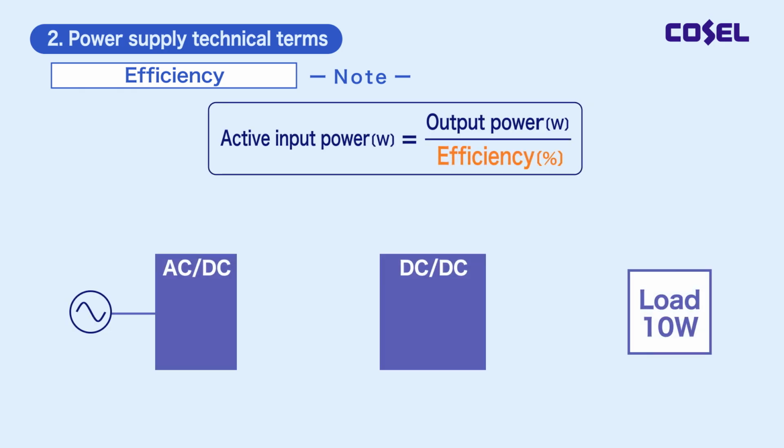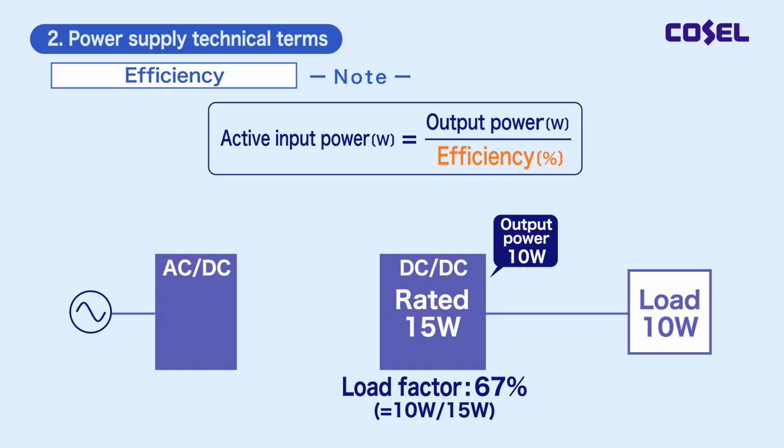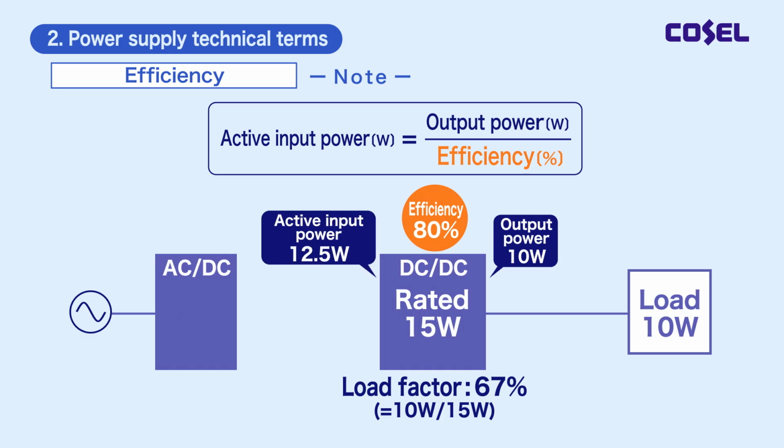Let's discuss it using an example of combining AC/DC and DC/DC power supplies. If you want to run a 10 watt load, take derating into account and use a 15 watt DC/DC power supply. Since the load factor is 67%, the input power is 12.5 watt when calculated using the 80% efficiency value of the property data. Therefore, a product with a rated power of 12.5 watt or higher should be selected for the AC/DC power supply in the earlier example. A 30 watt power supply is selected as part of our power supply lineup.